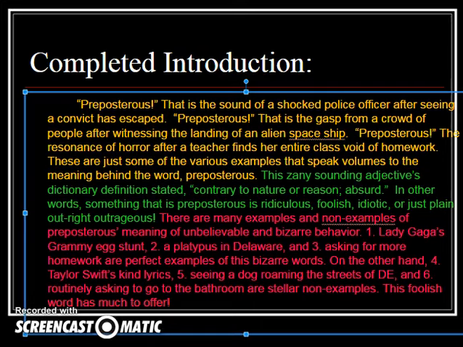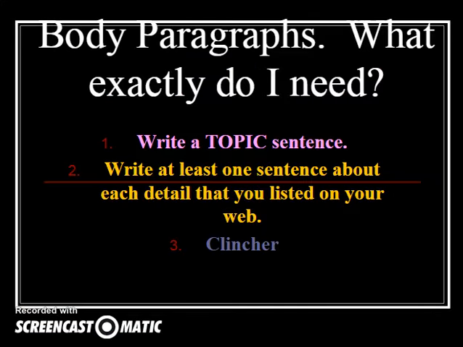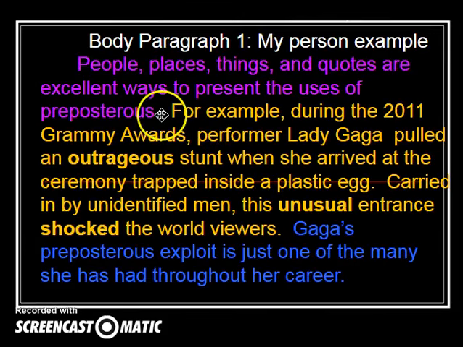So I'm going to get started with my first body paragraph, thinking about how I need to write a topic sentence saying I'm going to talk about Lady Gaga. I need to write one sentence about each detail that I listed in my web, and then my clincher. So here's my topic sentence in purple. People, places, things, and quotes are excellent ways to present the uses of preposterous. I need to say that in my first body paragraph so that the reader knows I'm about to talk about people, places, things, and quotes. Okay? And then I get into talking about Gaga.